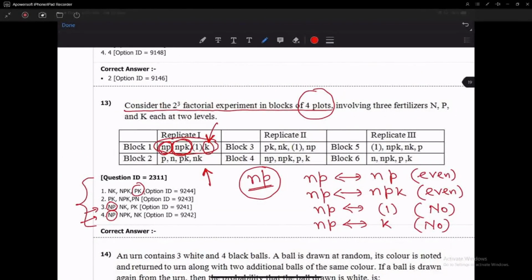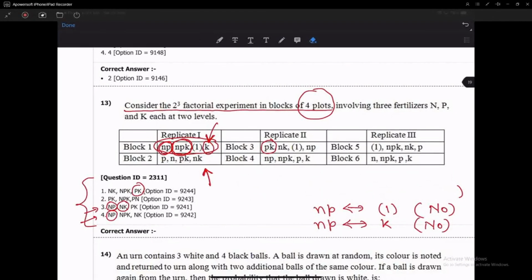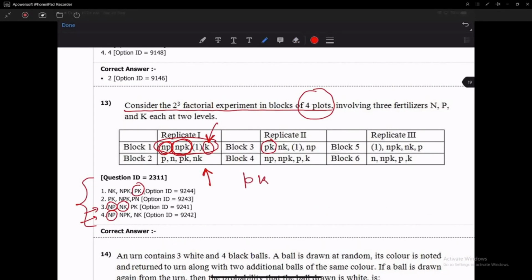Now let's go to the next part. So let's check for the second replicate. In the second replicate you can see that we have PK. Okay. So we have PK, and if we want to check that PK is confounded or not, we have 2 options.